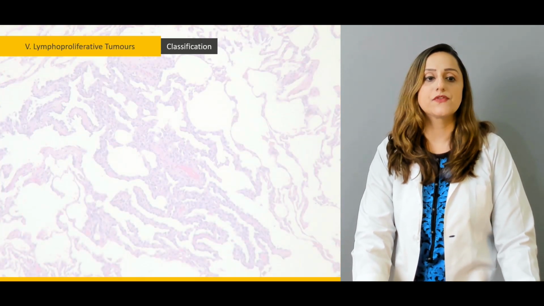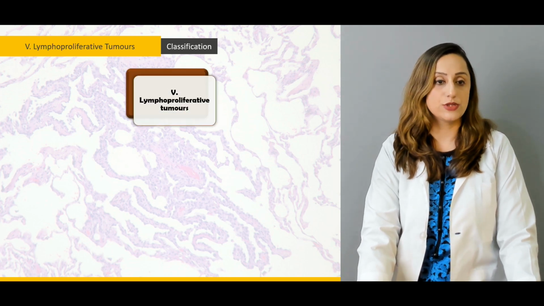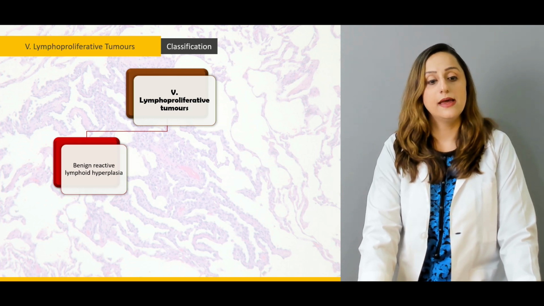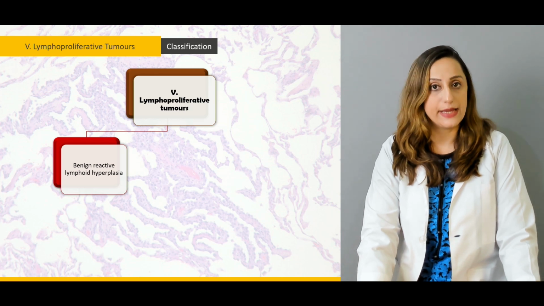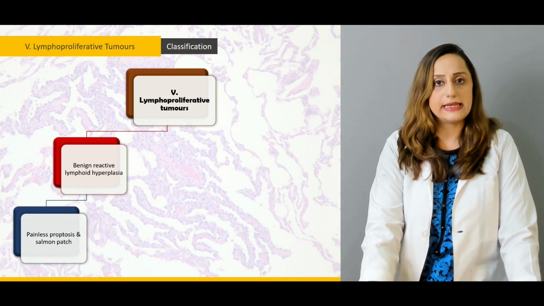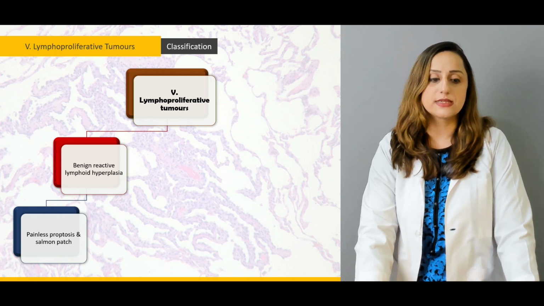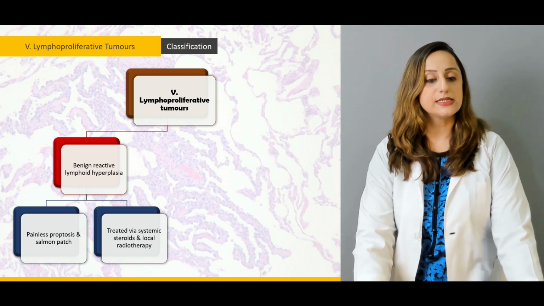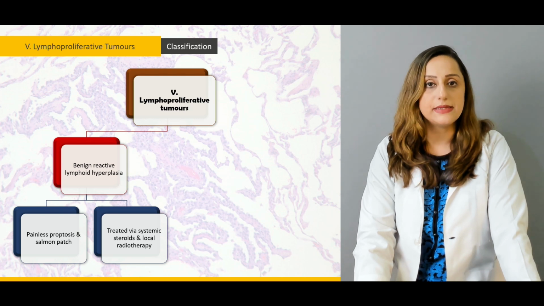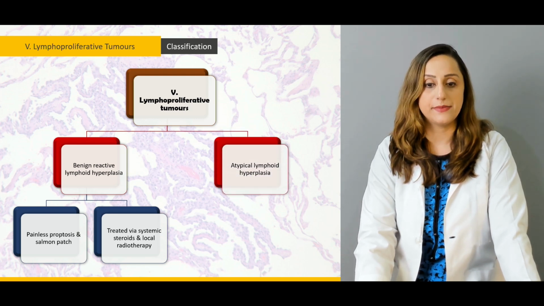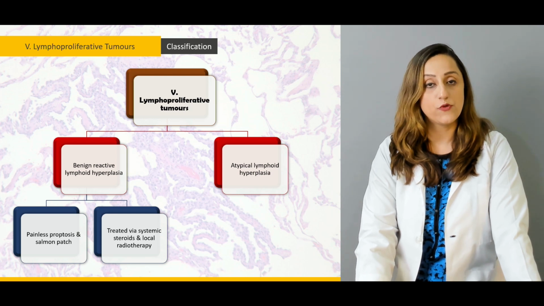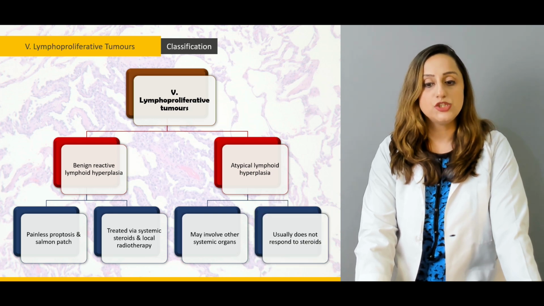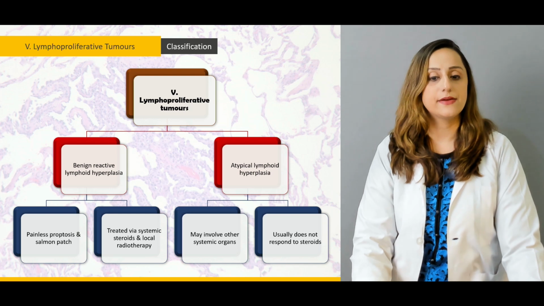Now, classification of the lymphoproliferative tumors is also very important. We subclassify these tumors as the benign reactive lymphoid hyperplasias, which are quite painless, and there are the features of proptosis, and there is a feature of a salmon patch that is present over there. They're usually treated via systemic steroids, and this therapy is usually coupled with local radiotherapy. There is an atypical lymphoid hyperplasia that may involve other systemic organs. Usually, it doesn't respond to the steroidal therapy in these individuals.